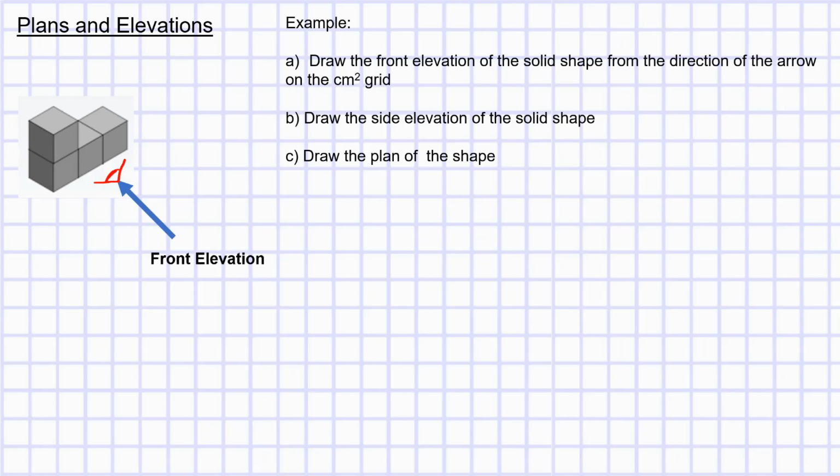So if I were looking in the direction of the arrow, what two-dimensional shape would I see? And it would be this L shape, 2 squares high and 3 squares across, like this.